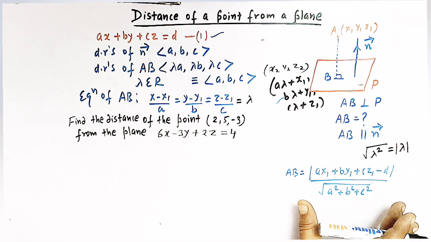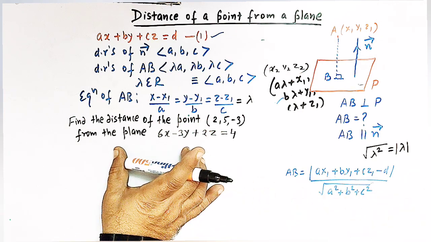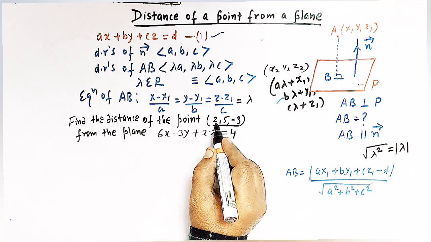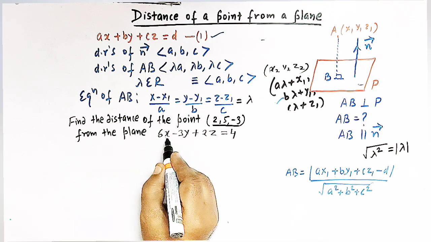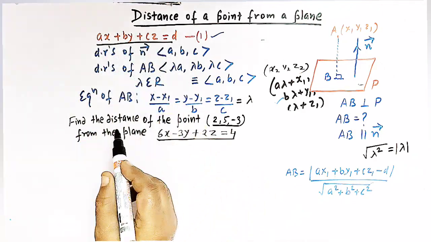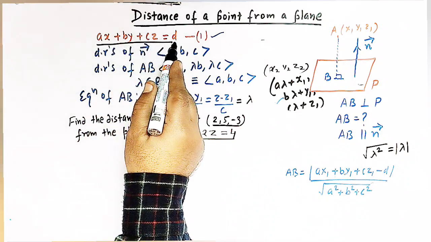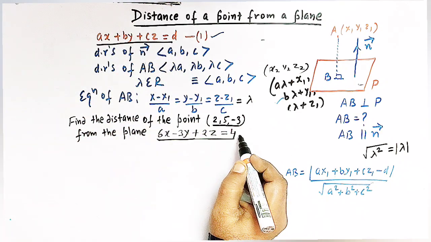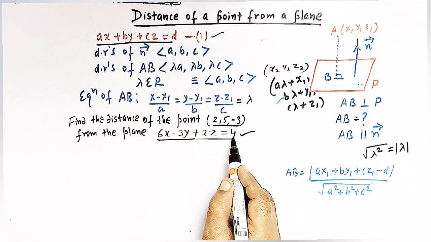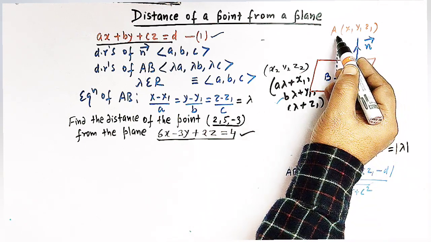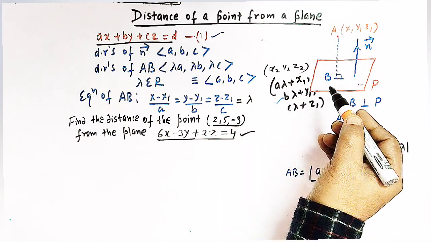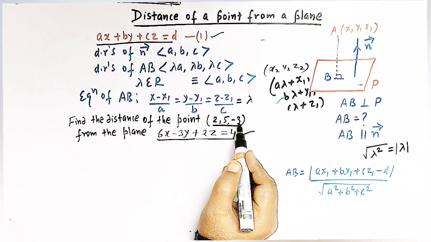So now let us apply this result to this problem. Here we have to find the distance of this point 2 comma 5 comma minus 3 from this plane. The equation of the plane, that is ax plus by plus cz is equal to d, is given by this equation: 6x minus 3y plus 2z is equal to 4, and the point A, whose perpendicular distance from this plane is to be calculated, is 2 comma 5 comma minus 3.